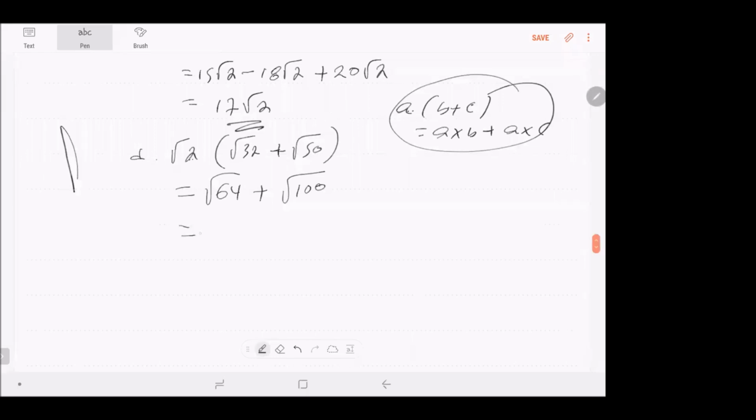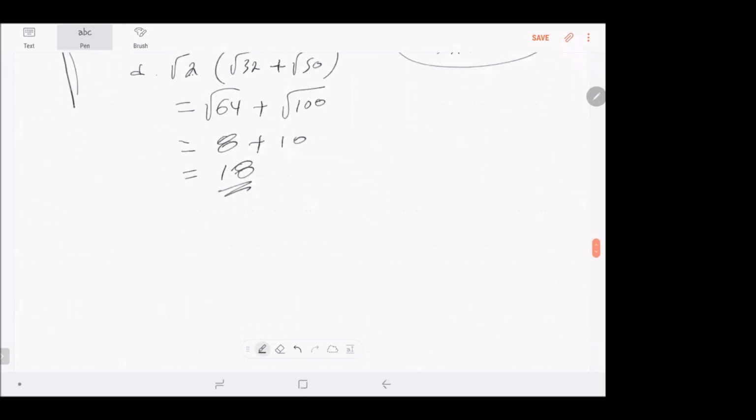So when we extract 64 from the square root, it will be 8, plus when we extract 100 from the square root, it will be 10. So when we add 8 plus 10, the result will be 18. So when you multiply radicals, always multiply radical by radical. Any question on D?